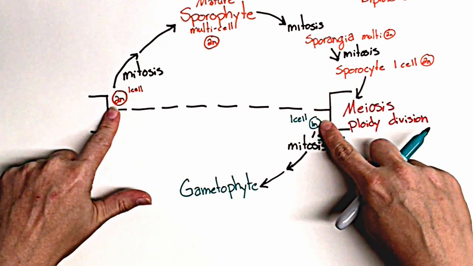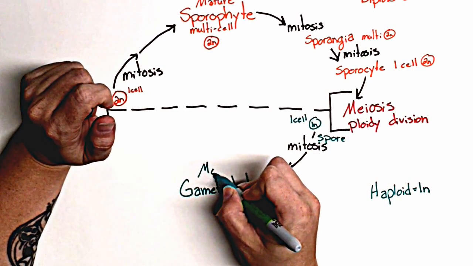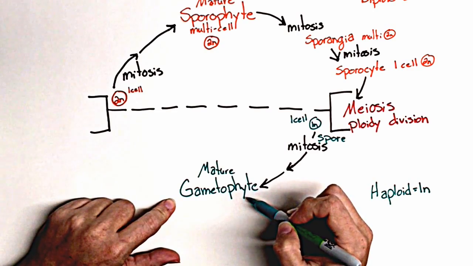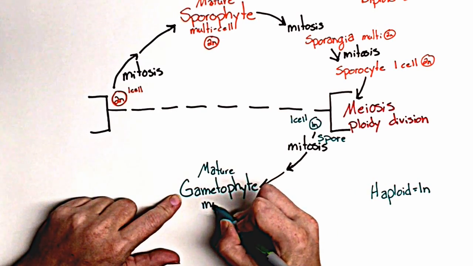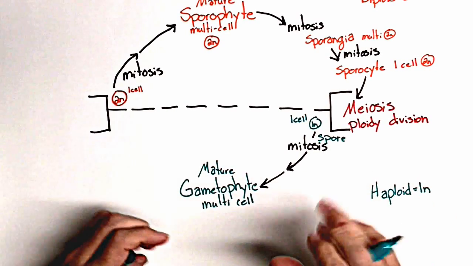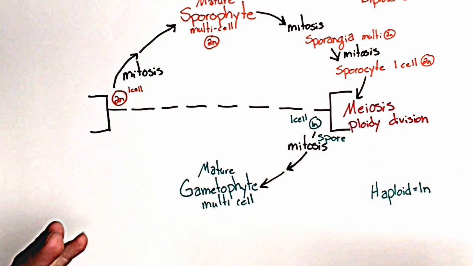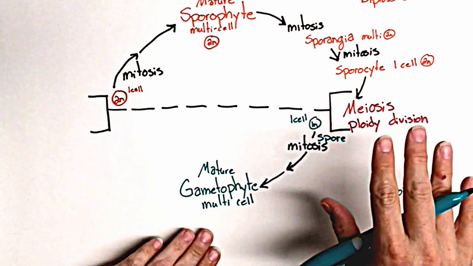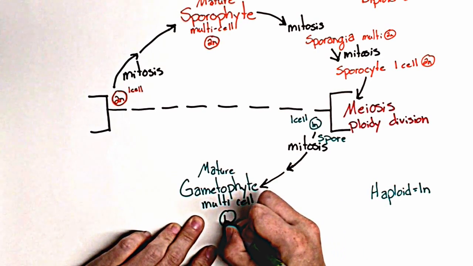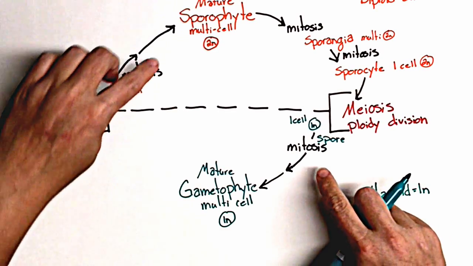A single cell undergoes mitosis to create the mature plant. So in this case, it's the mature gametophyte. The mature plant has to be multicelled because it's a land plant. All land plants, unless I'm way off base, are multicellular, and a gametophyte is always haploid. Okay, 1N, perfect. So that's where we are.